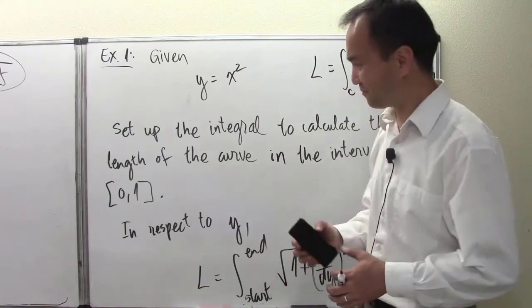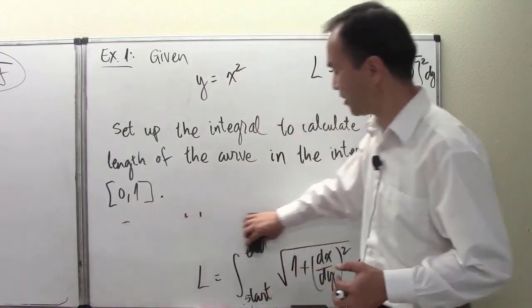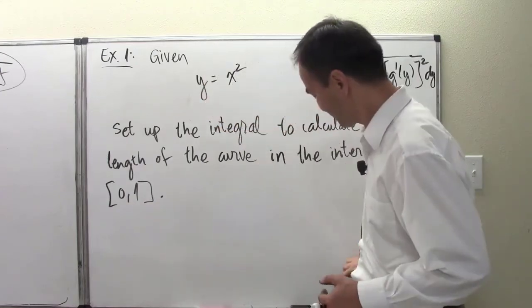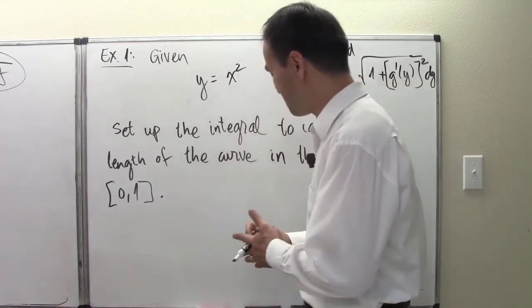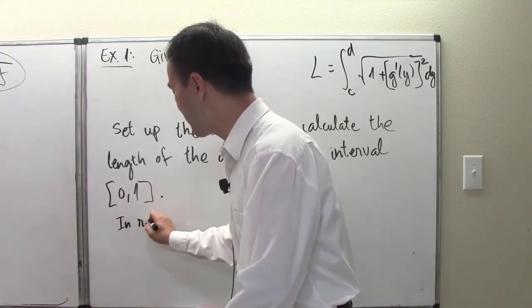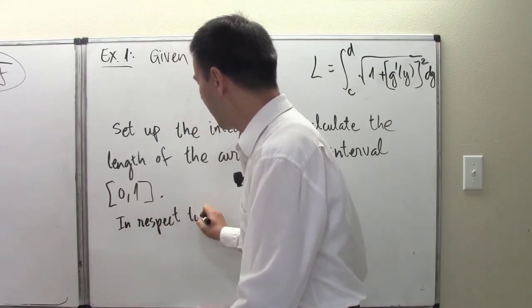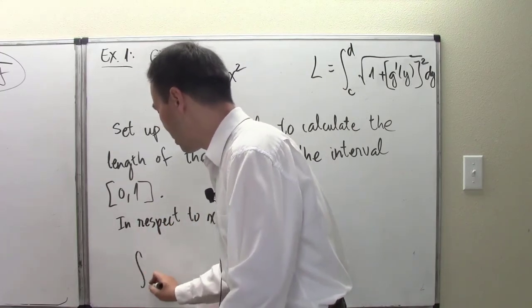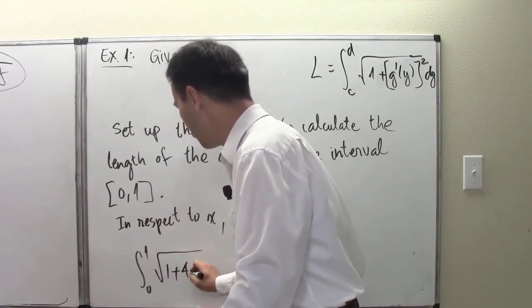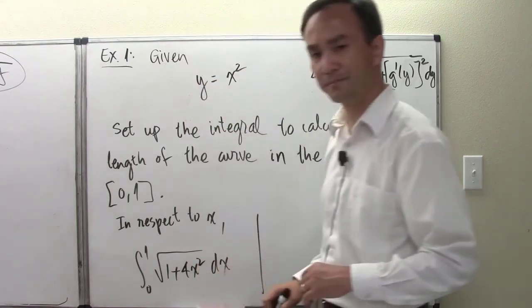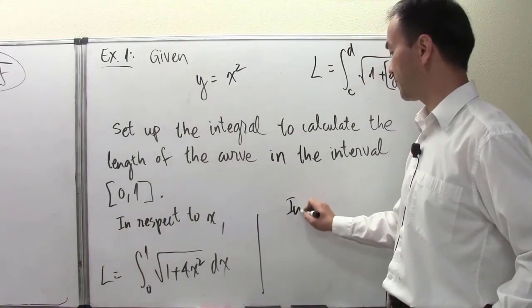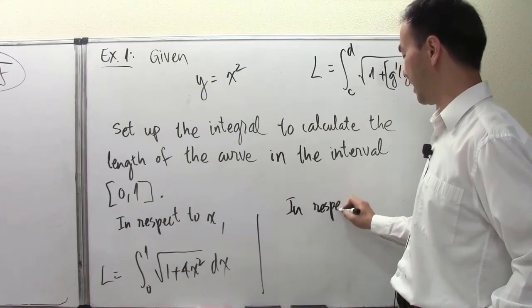Before I close this part and move on to the next example, let me make a remark. Let me make it clear in columns. Briefly, from what we have done with respect to x, we found a complete integral setup from 0 to 1 of the square root of 1 plus 4x squared dx. That's the length, the same length. And then with respect to y, as a different choice. Be ready for any case.